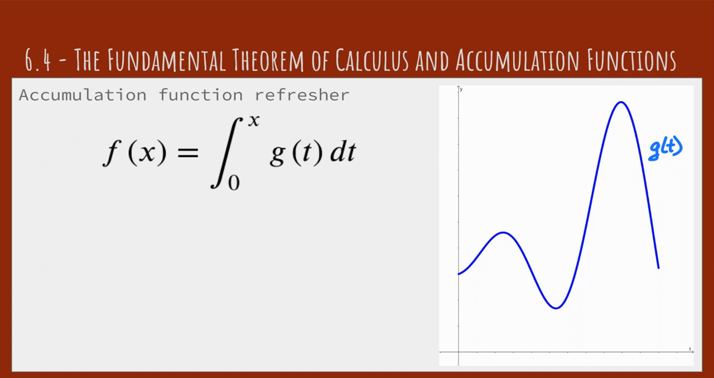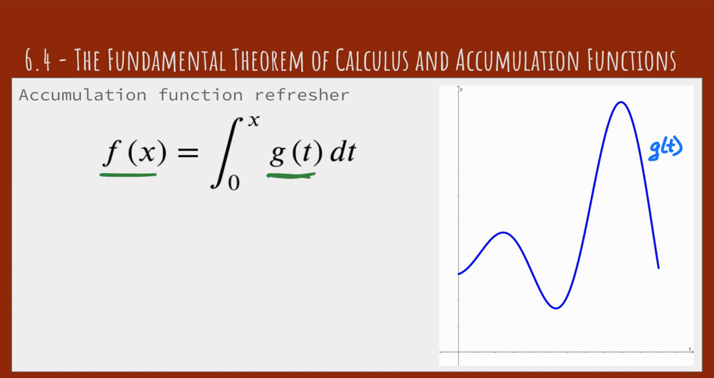So an accumulation function, remember from a couple of topics ago, is a function that's written in this form. So it's going to have an integral, which remember this integral here represents an area, and it's going to be the integral of a function. And one of the limits, usually the upper limit, but it doesn't have to be, is going to be in terms of the variable, the independent variable.